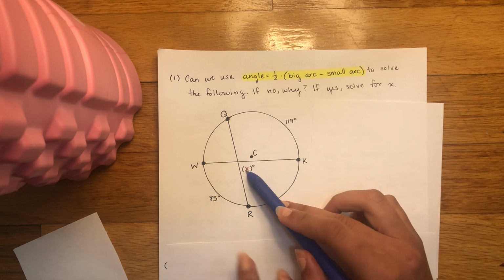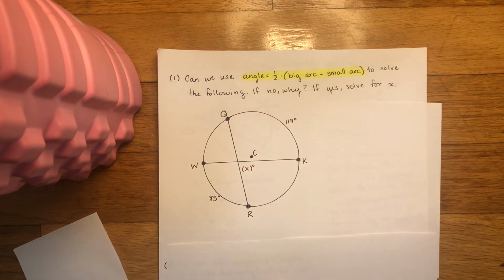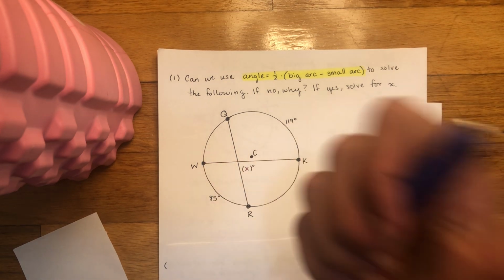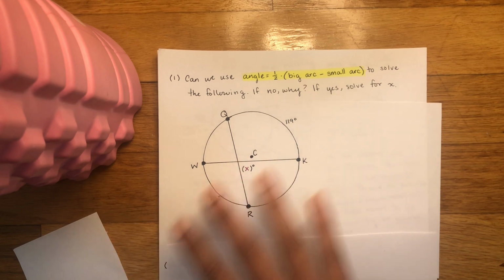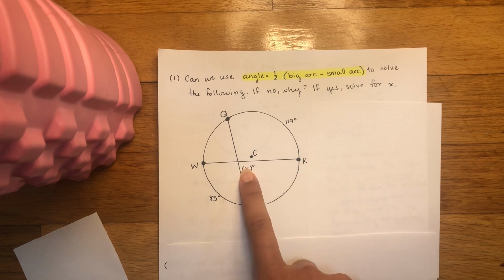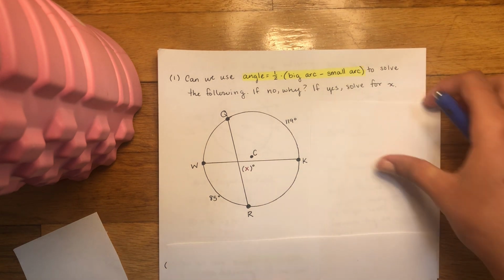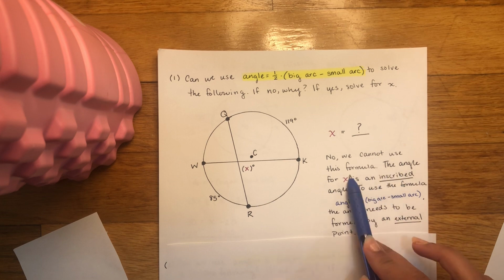So here's where your x is, right? And you have to think, when can we use this formula? We just talked about it on the first page. You have to have an external point that is formed by two secants, two tangents, or a secant and a tangent. Now, is this formed by an external point or a point that's on the outside of the circle? No, right? So we cannot use this formula.